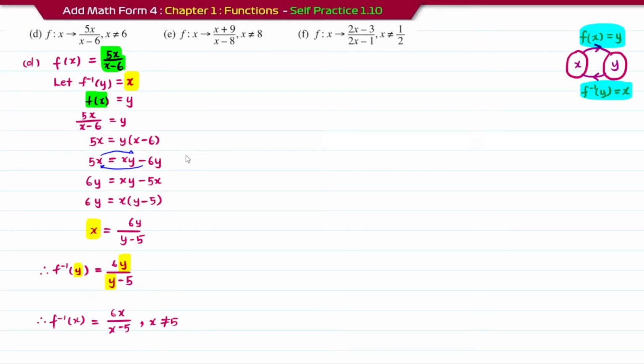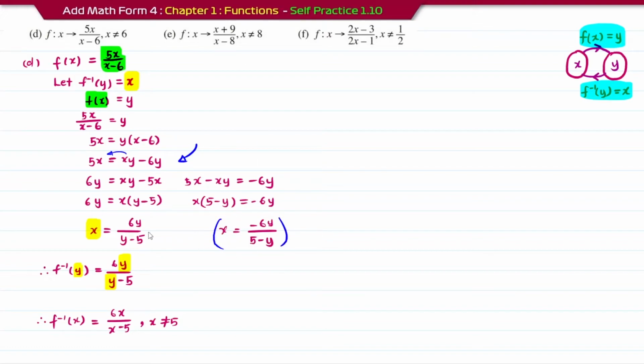Now, I want to draw your attention to this step here. From here, we can also move this xy to the front, right? If we do this, the next step that we're going to have here is 5x minus xy equal to negative 6y. So here we can also do the factorizations. So you are going to have x times 5 minus y equal to negative 6y. Now next, x will be negative 6y over 5 minus y.